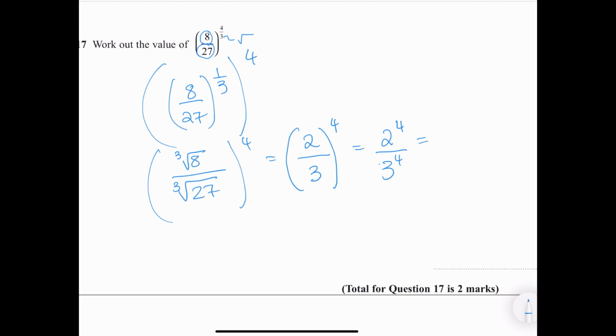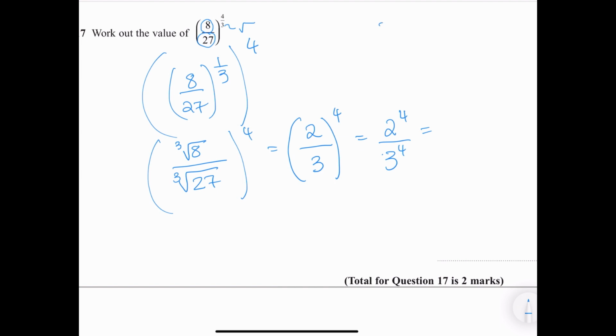Okay, 2 to the power of 4, but we already know that 2 to the power of 3 was 8. So really, this is just 8 times 2. Makes it easy because we have a bit of the answer already from the question, which is 16. And same with 3 to the power of 4. I already know that 3 cubed is 27. So 3 to the power of 4 would be 27 times another 3. That gives me 81. So it's 16 over 81.